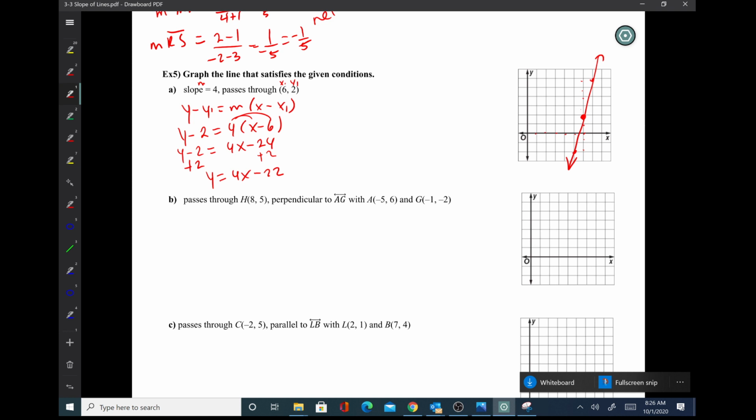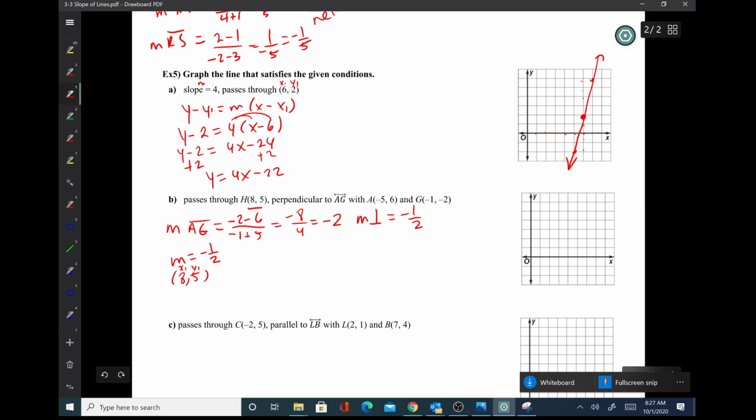All right. Graph a line that passes through (8, 5) and is perpendicular to AG. So we first have to find the slope of AG, right? The slope of AG, we've got to do that first, is negative 2 minus 6 over negative 1 plus 5. Right? So we get negative 8 over 4, which is negative 2. So the perpendicular slope would be negative 1 half, right? Because we want them to be perpendicular. So we're going to use a slope of negative 1 half, and we're going to use the point (8, 5), right? So this is my x1, y1.